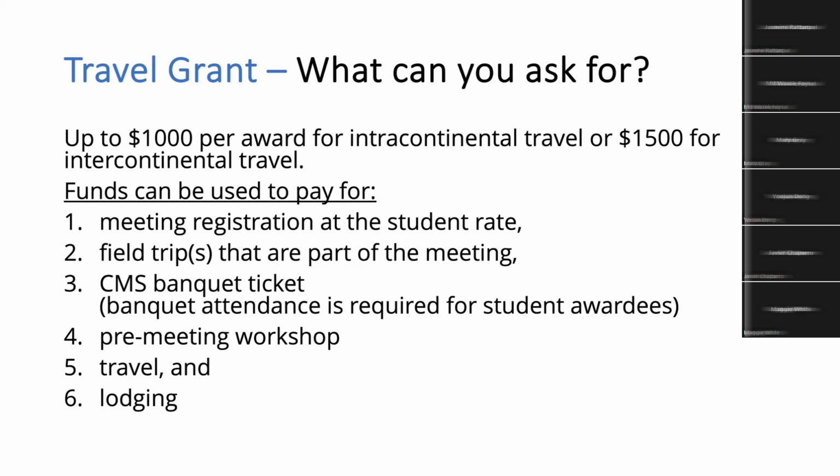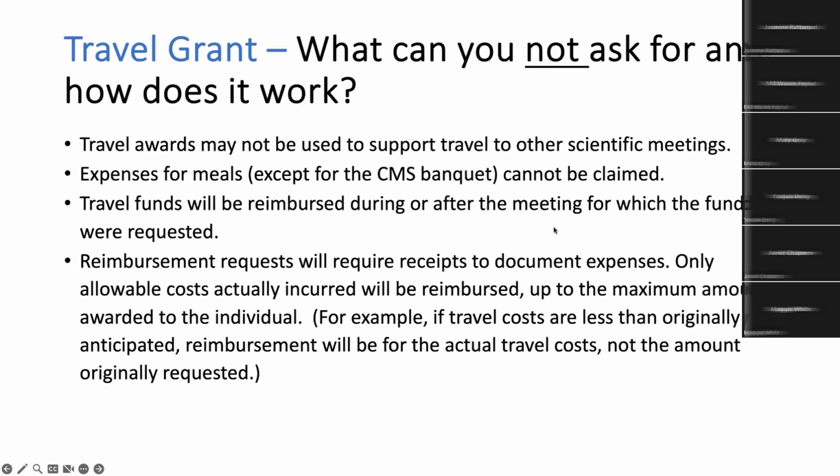There are also often pre-meeting workshops, often very helpful skill-based or other focused workshops to keep an eye out for. Travel to the meeting, back from the meeting, and then also lodging while you're at the meeting. So you can use that award. What can you not ask for? And then what are some details for how this travel grant works?